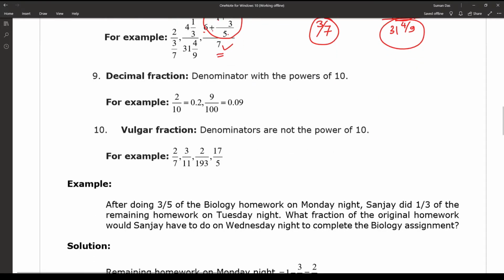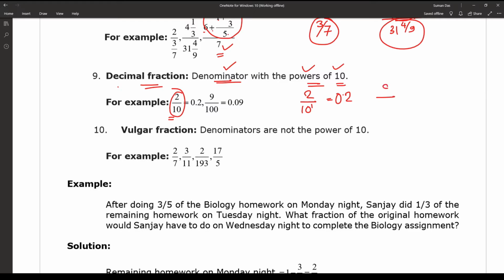The next one is the decimal fraction. That means 2 by 10. So what is the decimal fraction? The decimal fraction is the fraction where the denominator is a power of 10. Once again, the denominator is a power of 10. Suppose 2 by 10. So here we are getting 2 by 10 to the power 1, and we can write it as 0.2.